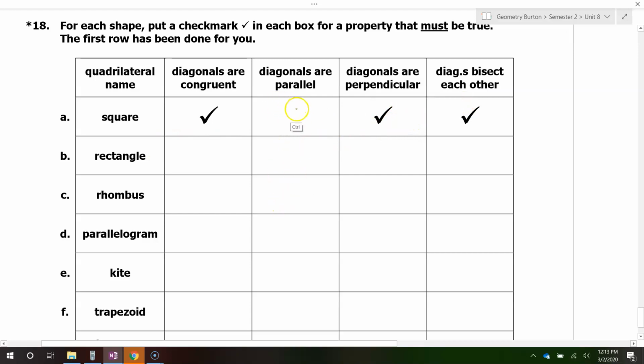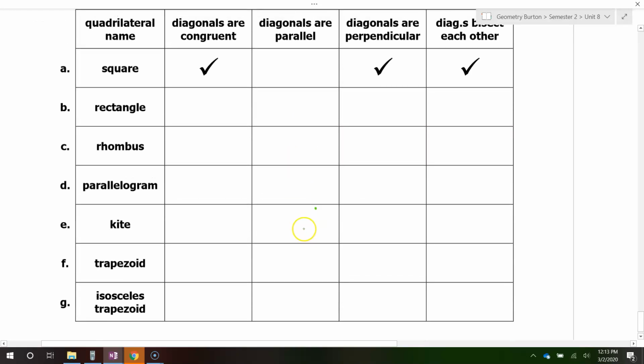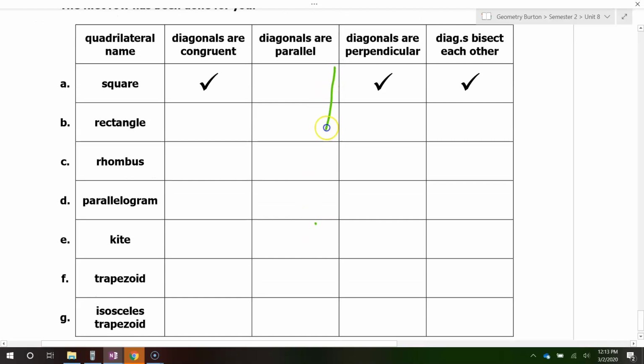Now, none of these have diagonals parallel. So this entire column you can just ignore. None of these are going to be it. So we're just talking about congruent, perpendicular, and the diagonals bisect each other. That's it.